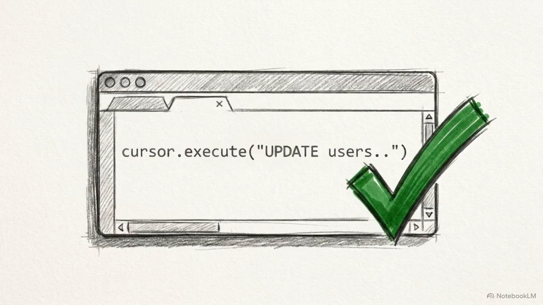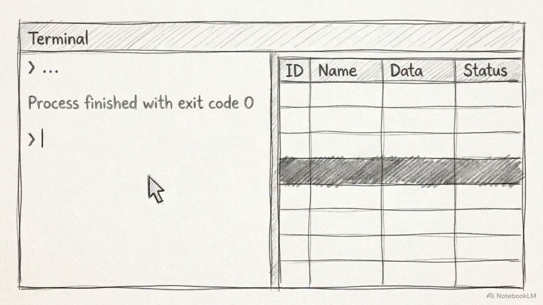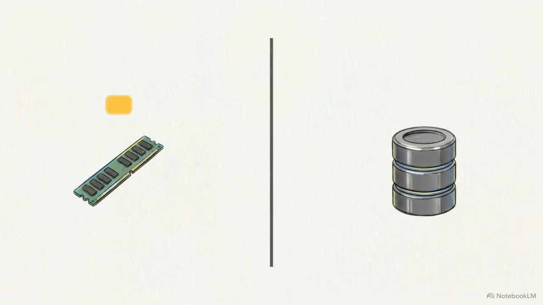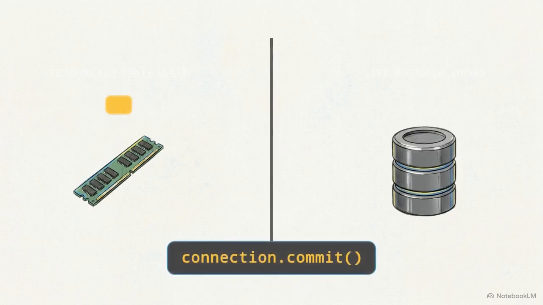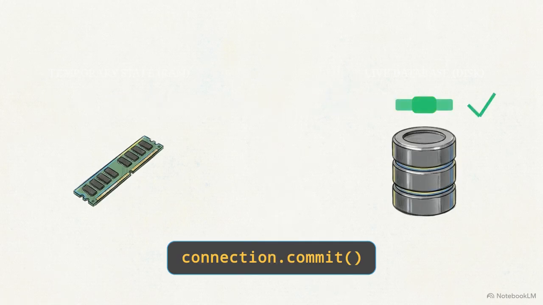We write an update statement, pass it to the cursor's execute method, and run the script. The terminal will run without throwing any errors, but if you check the actual database directly, the original record remains unchanged. This happens because MySQL uses transaction control. The update we just ran is sitting in a temporary memory state, isolated from the live tables. To make the change permanent, we have to explicitly call the commit method on the connection object.